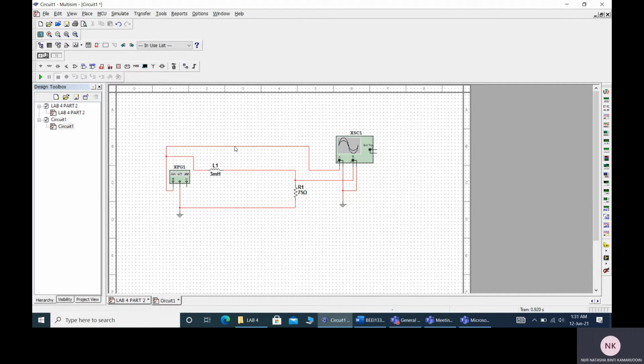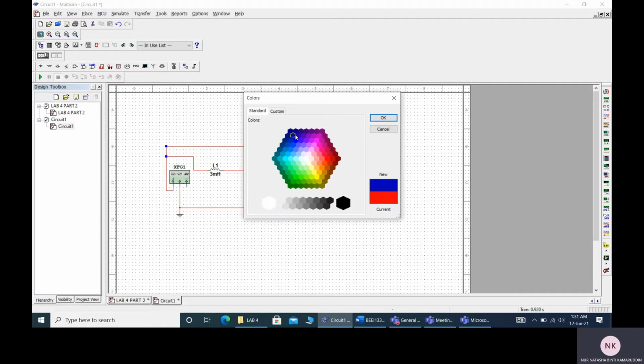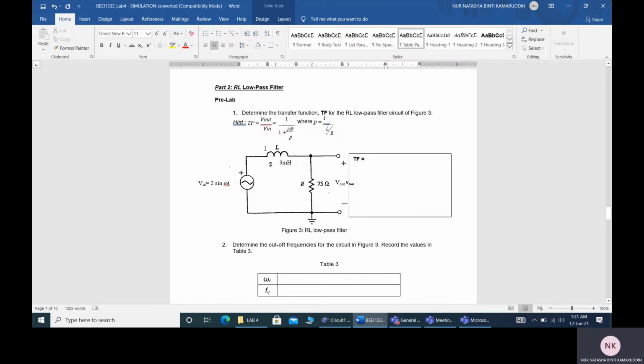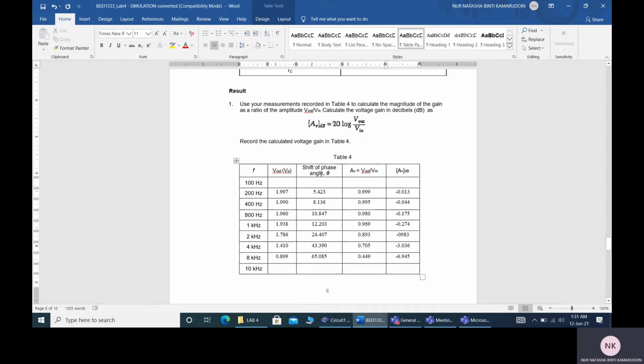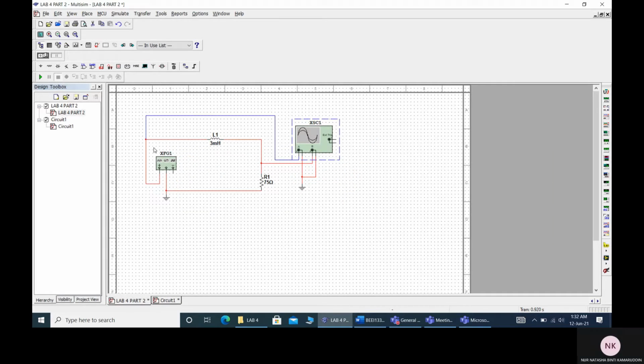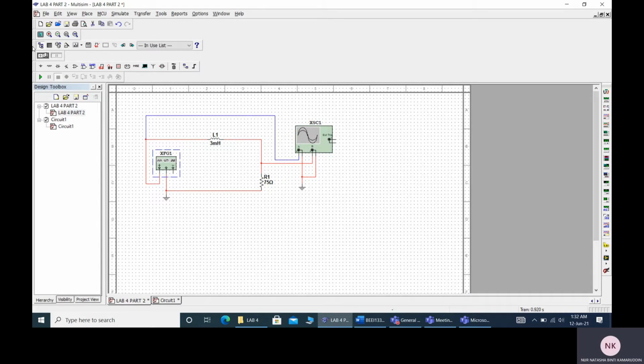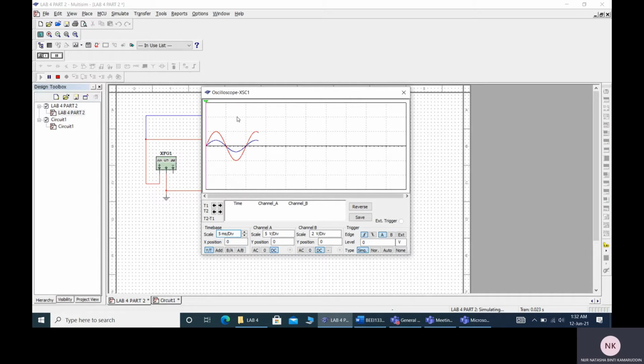And then I will change this setting to get the difference between channel A and channel B. So like this, and then I will measure the V out and the shift of phase angle. We change the frequency in the function generator to 100 Hz, and then we run the circuit and we get this. We move the cursor to get the V out.